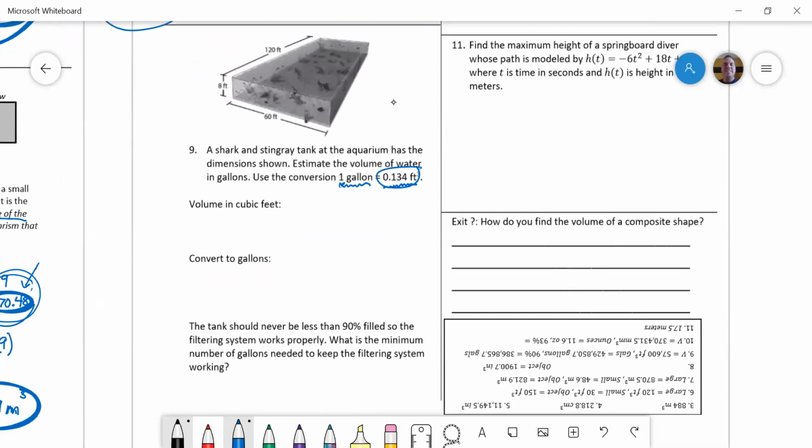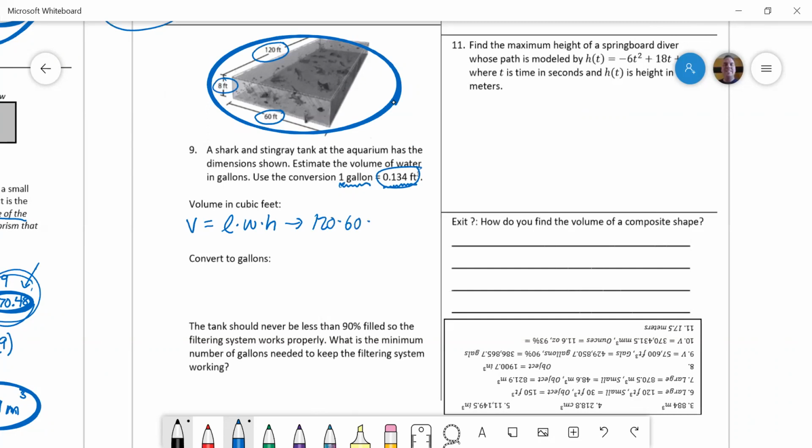Okay, well, we can see that this tank is a rectangular prism. So we know from experience that the volume of a rectangular prism is length times width times height. So the length of this guy is 120, the width of this guy is 60, and the height is 8. So we just need to multiply those together. 120 times 60 times 8. And that's going to give us the volume of that.